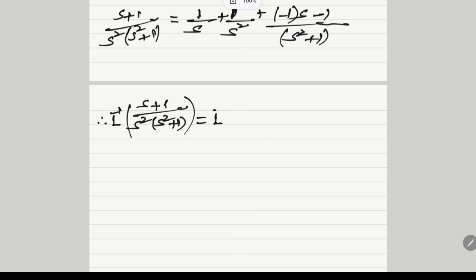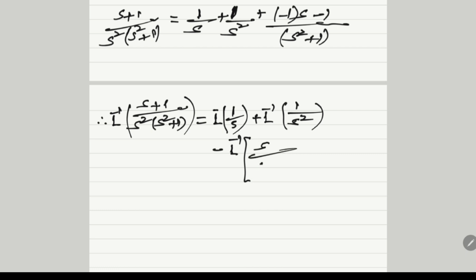Taking the individual inverse, the inverse of the first term 1 by s, plus the inverse Laplace of 1 by s square, minus, we can take common, the inverse Laplace of s divided by s square plus 1 and plus 1 divided by s square plus 1.